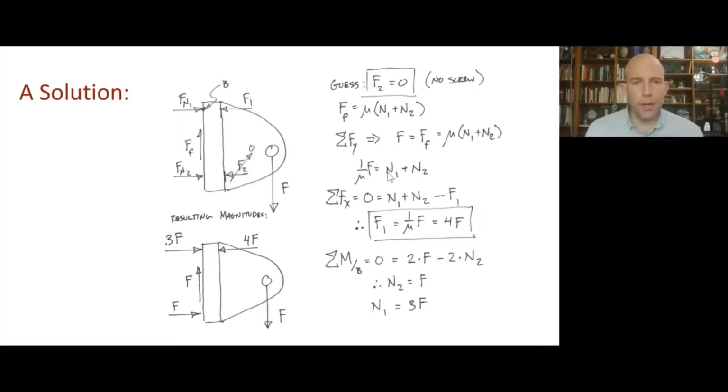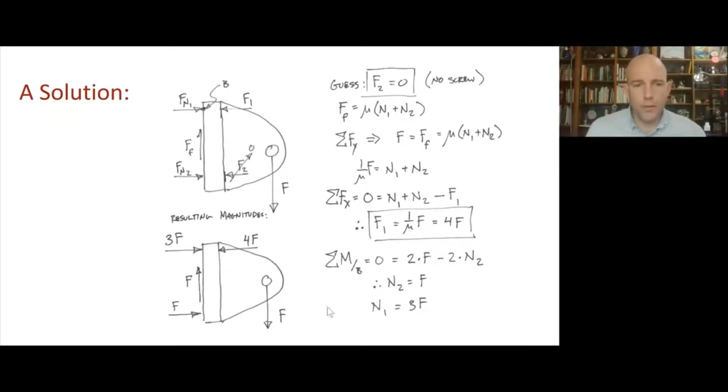And if we take our solution for N1 and substitute in here, again, the N2s will cancel, and we'll get that F1 is 1 over mu times F. And since mu is 0.25, that's going to be 4F in this case. And so 400 pounds. So only screws at the top and double the force.